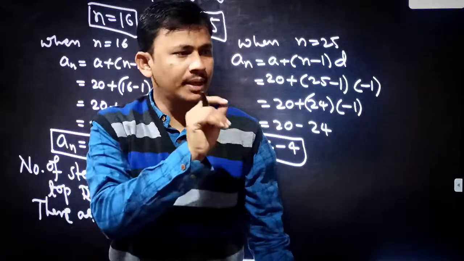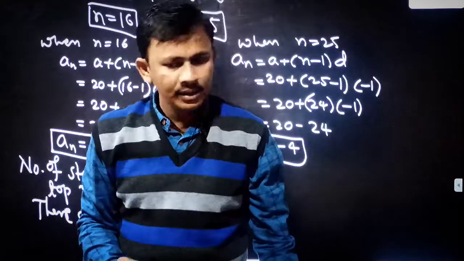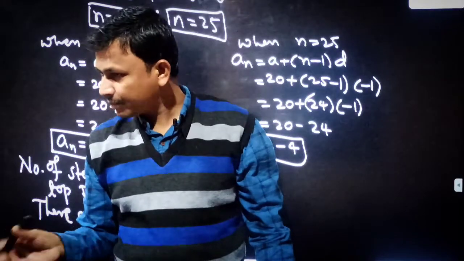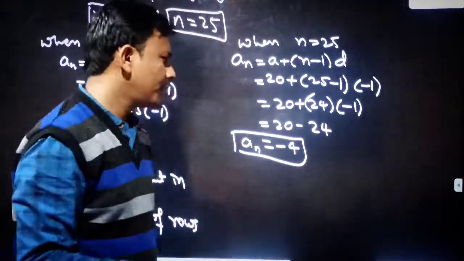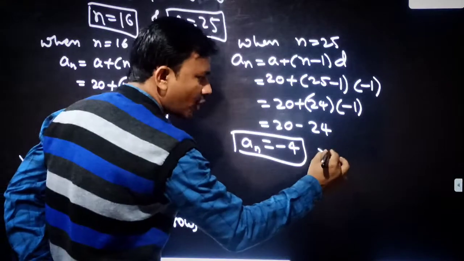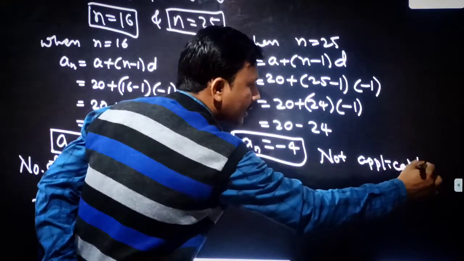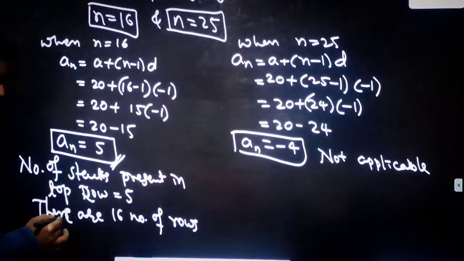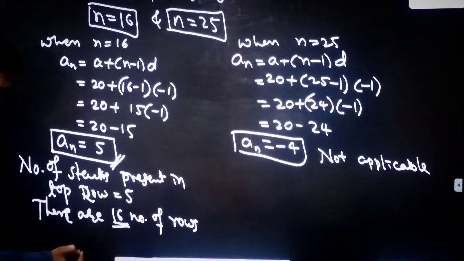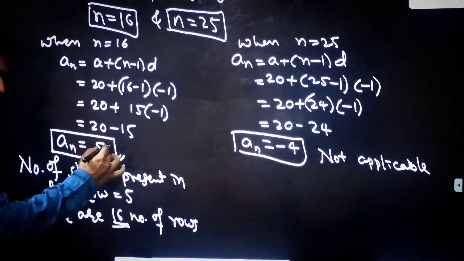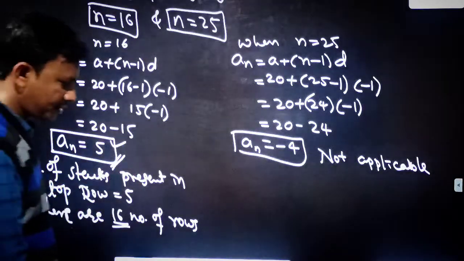Is it possible to have minus 4 stacks? It must be a positive number. So this is not applicable. Therefore, what is the number of rows here? 16. Then how many stacks present in the top row? 5 stacks. Check it out.